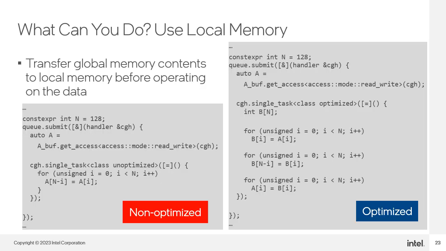So what can you do if you're pulling data from an accessor in a random way and you have a bad II, like in the previous example? You can transfer the data to on-chip RAM and access the data from the on-chip RAM. That means you transfer global memory content to local memory before operating on the data. How do we do this transfer? We create an array inside of the kernel code and we hand off the data from the accessor into that array in a contiguous pattern.